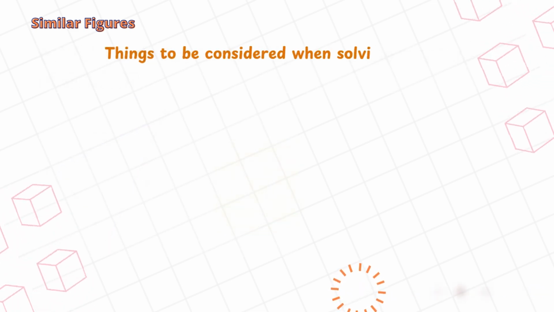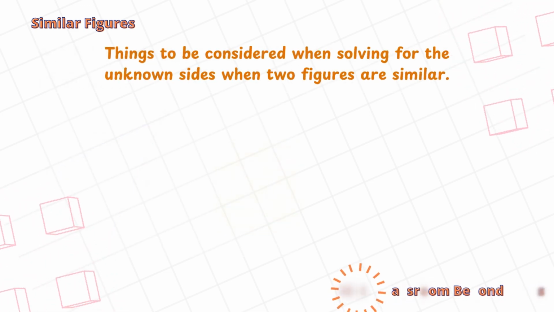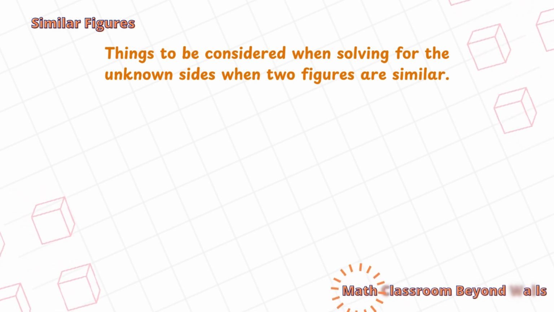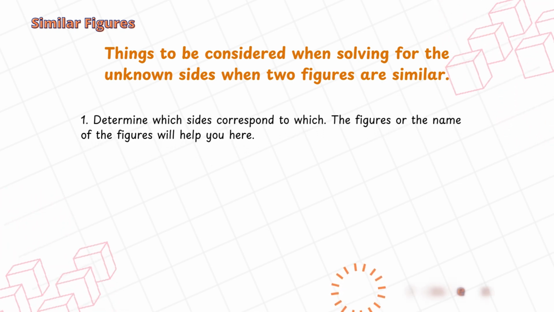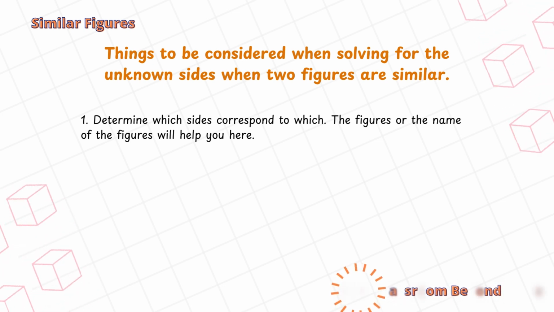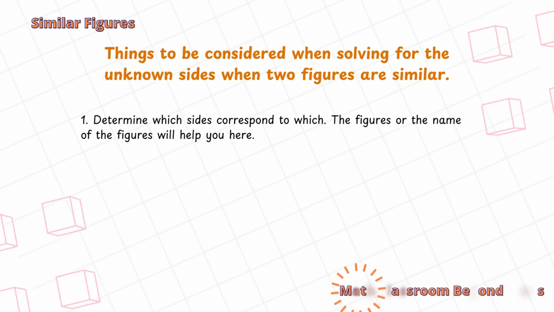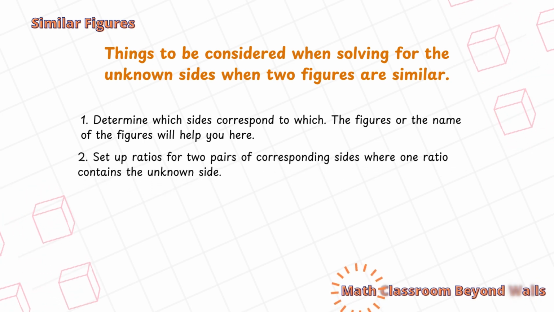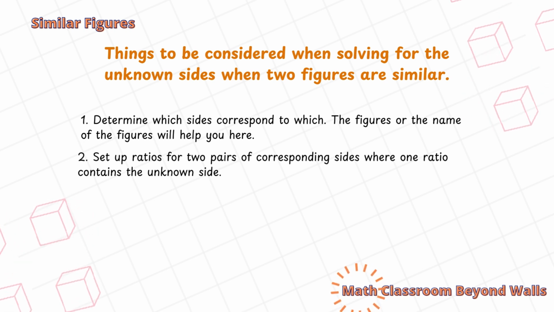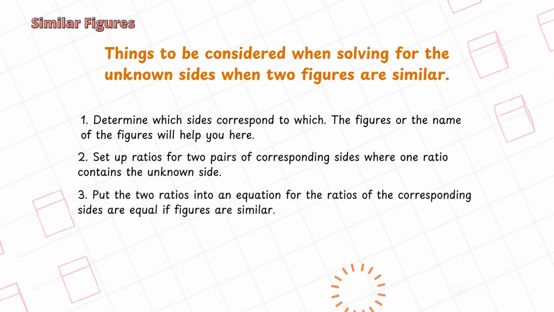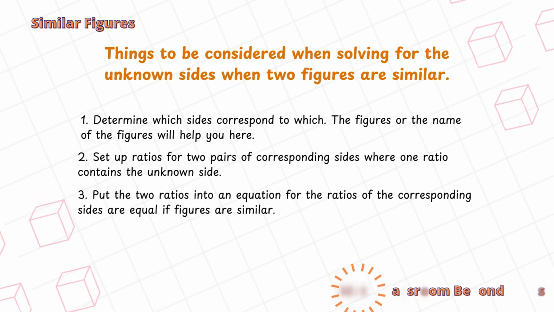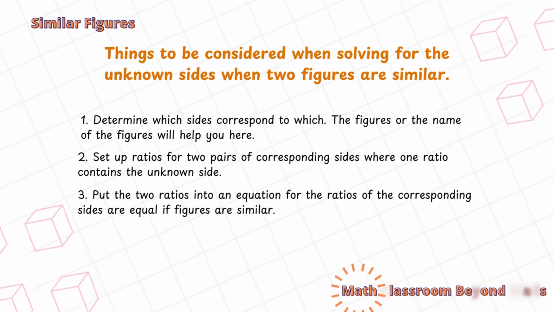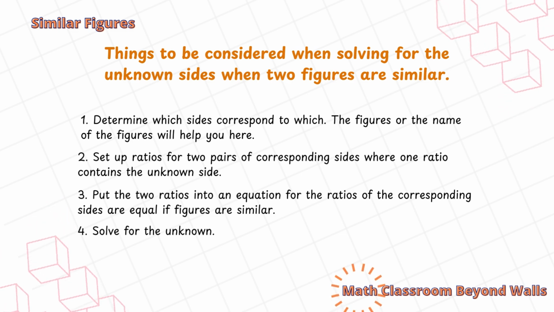The following are the things to be considered when solving for the unknown sides when two figures are similar. First, determine which sides correspond to which. The figure or the name of the figures will help you here. Second, set up ratios for two pairs of corresponding sides where one ratio contains the unknown side. Third, put the two ratios into an equation, for the ratios of the corresponding sides are equal if figures are similar. Fourth, solve for the unknown.